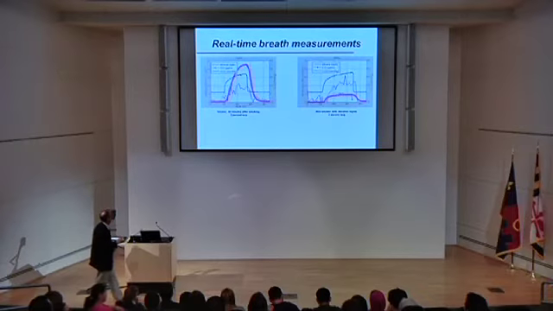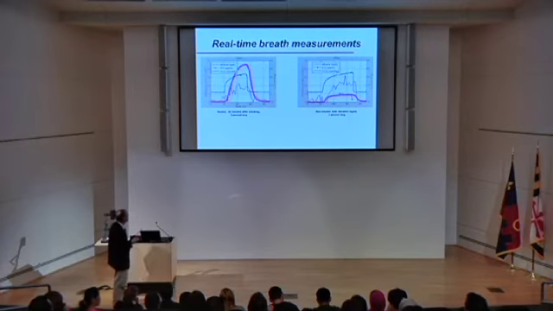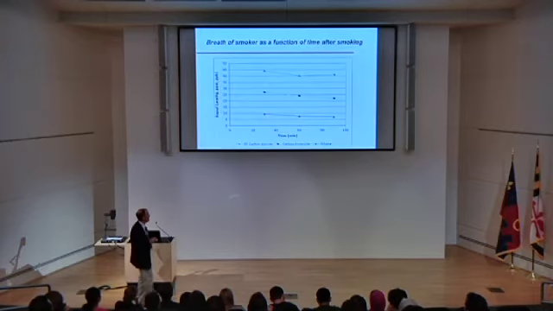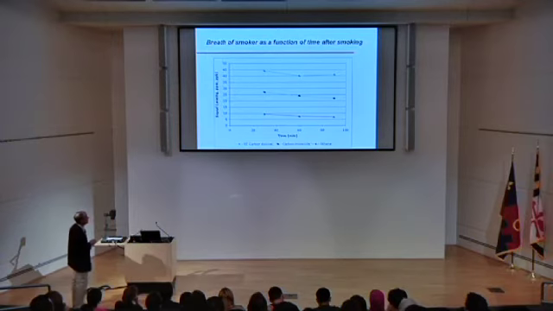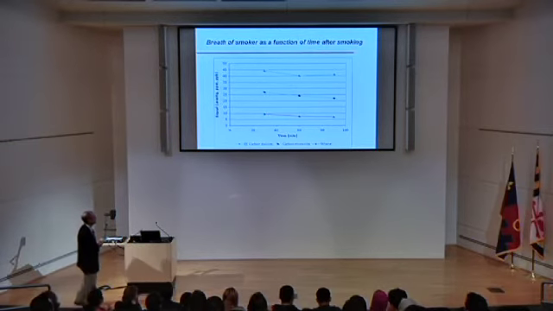So you can measure ethane in real time. This is a concentration of around 10 parts per billion. And this is looking at the breath of a smoker as a function of time after smoking a single cigarette.